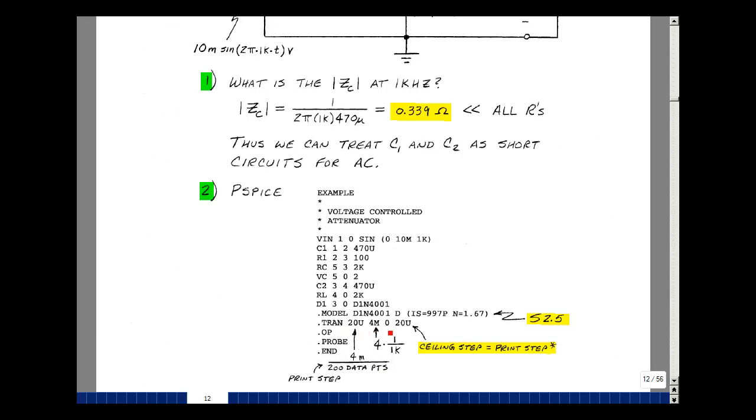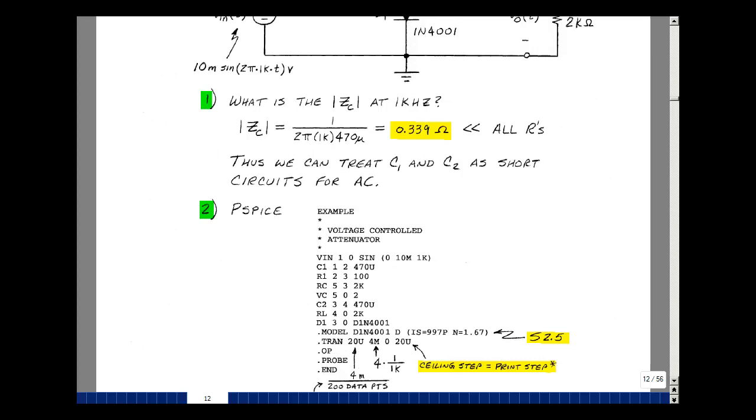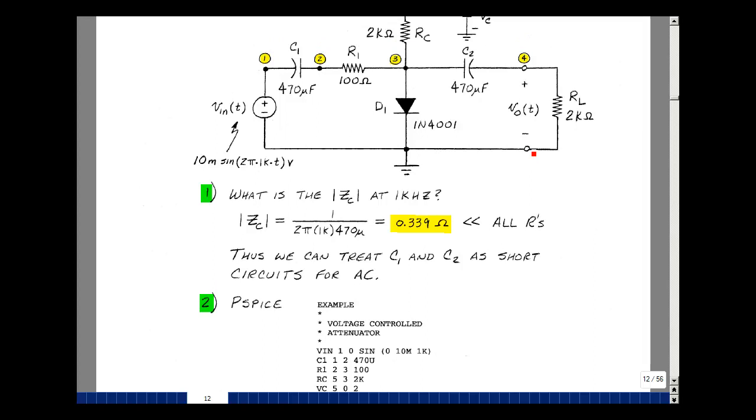We're going to start the simulation at 0, and then this fourth number is very important that you specify it to be equal to the print step. If you look back in Chapter 8 of ECE302's ebook, between pages 26 and 30, you'll see that if you don't do that, you get a lot of distortion in the waveform. There's some defaults that are set here from the early versions of the program that can cause what appears to be errors. Okay, so we're going to run this file like we did in the lecture notes, and then take a look at the output. See where the output is here. It's from node 4 to ground, and I'm also going to plot the input. It's on the following page.